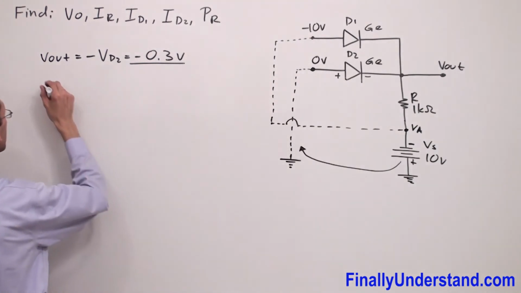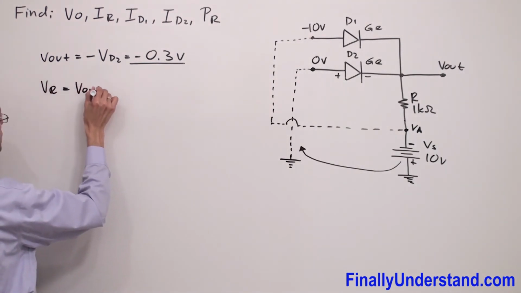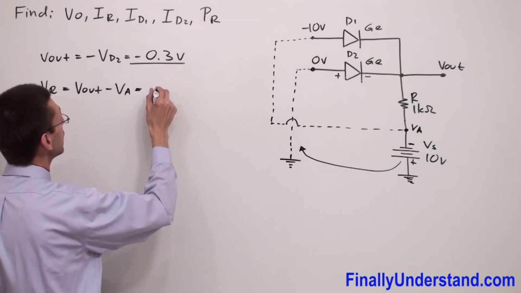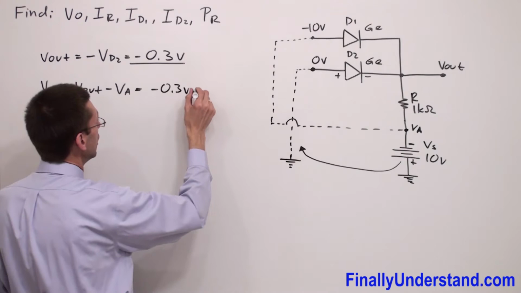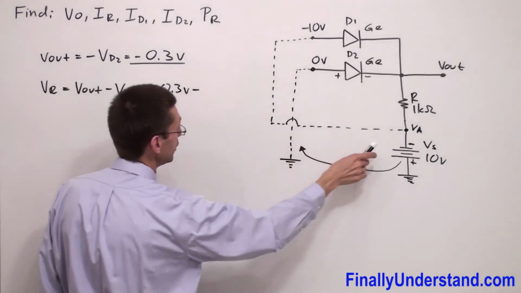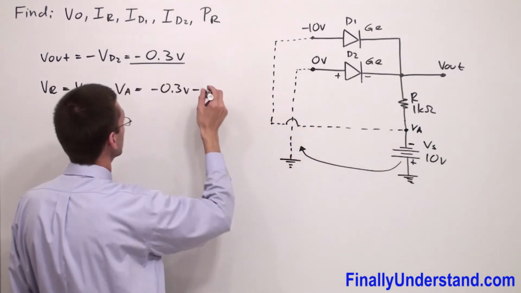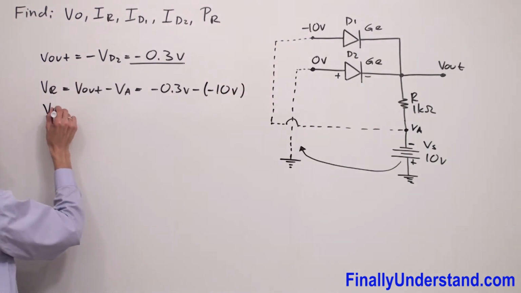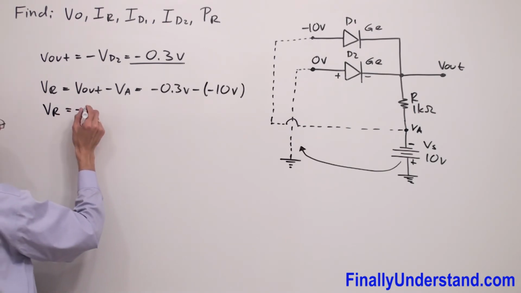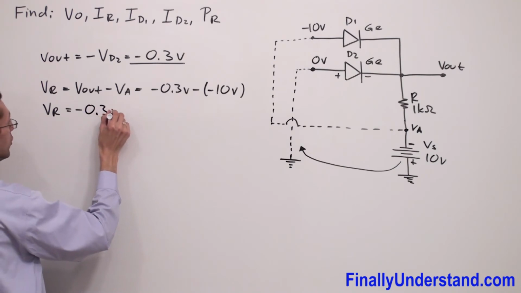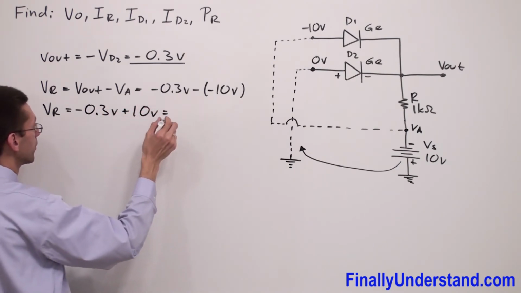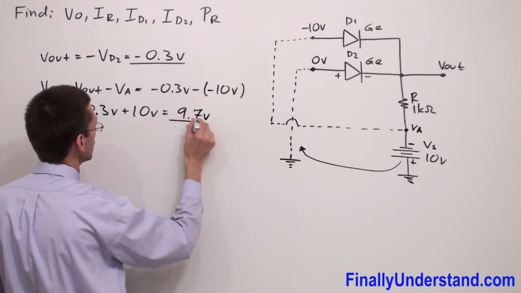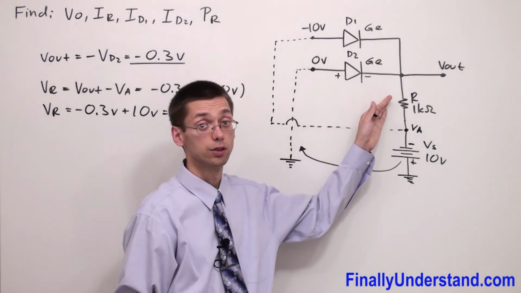So VR is equal to Vout minus VA. Vout is equal to negative 0.3 volts minus VA, and VA we said is equal to negative 10 volts. So I have VR equals negative 0.3 volts plus 10 volts, which is equal to 9.7 volts. So this is the voltage across this resistor.